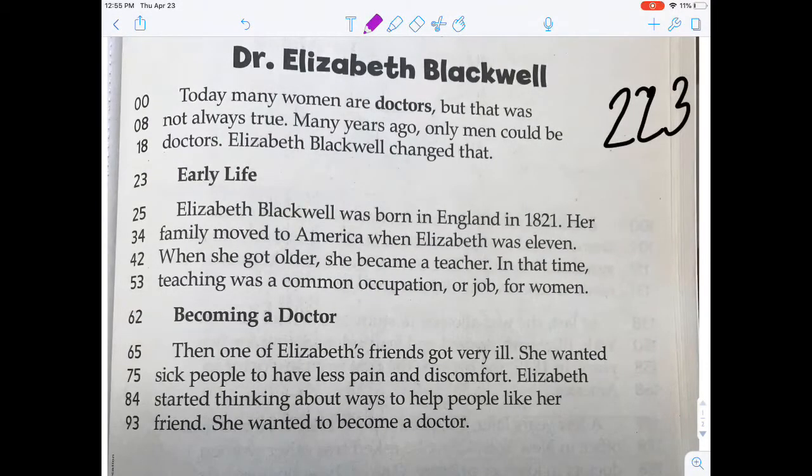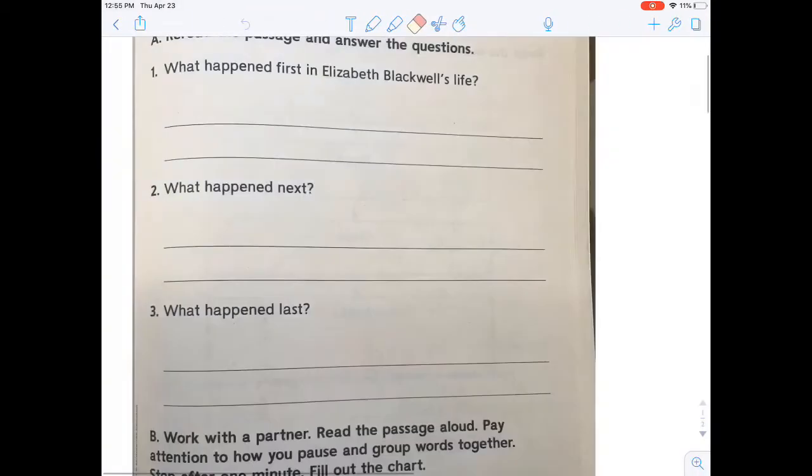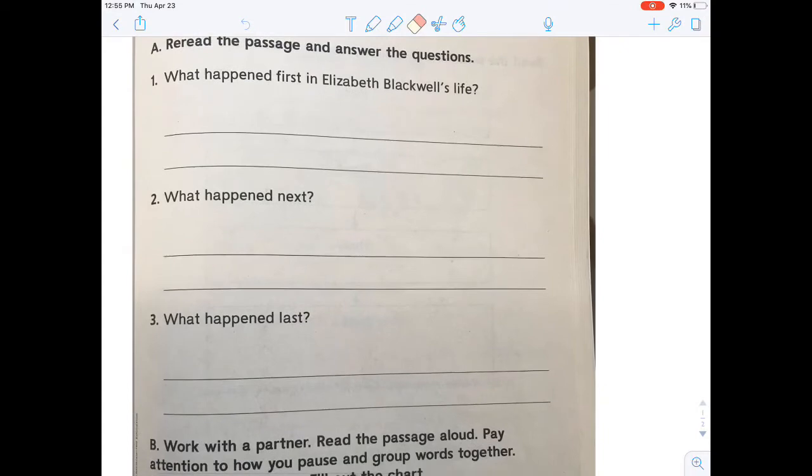Haynes. Today we're on page 223 in the Your Turn practice book, and we're going to be reading a story about someone named Dr. Elizabeth Blackwell. Now, this is called a biography, and a biography is when a story is about someone's life. So this is about Dr. Elizabeth Blackwell's life.